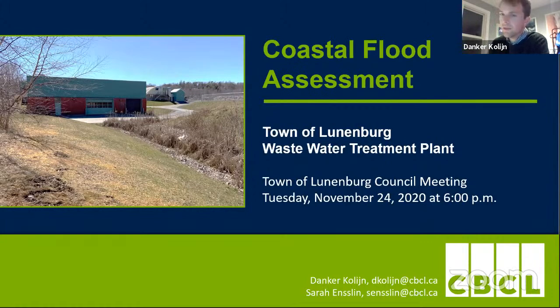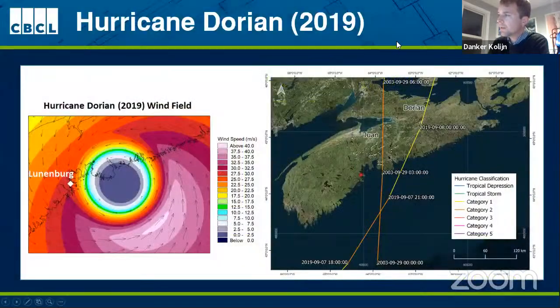Of course, everybody remembers in 2019, we had Hurricane Dorian hit Nova Scotia on September the 7th, which was a little bit earlier than Hurricane Juan in 2003. And both these hurricanes hit towards the east of Lunenburg.